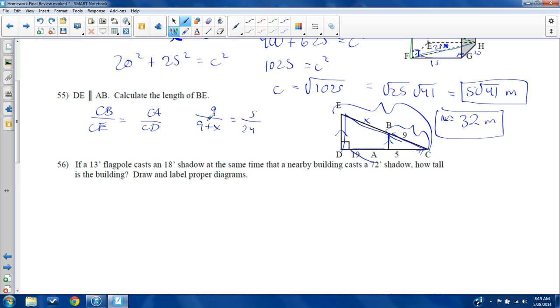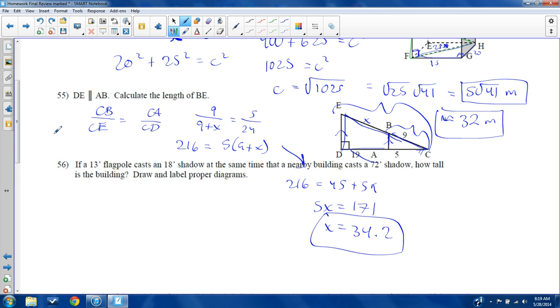Cross multiply 9 times 24, 216. So 216 equals 5 times 9 plus x. I'm going to move down here for a second. 216 equals 45 plus 5x. 5x equals, I don't know why I'm using the calculator for this, 171. So x divided by 5 is 34.2. So that's 34.2 units there.